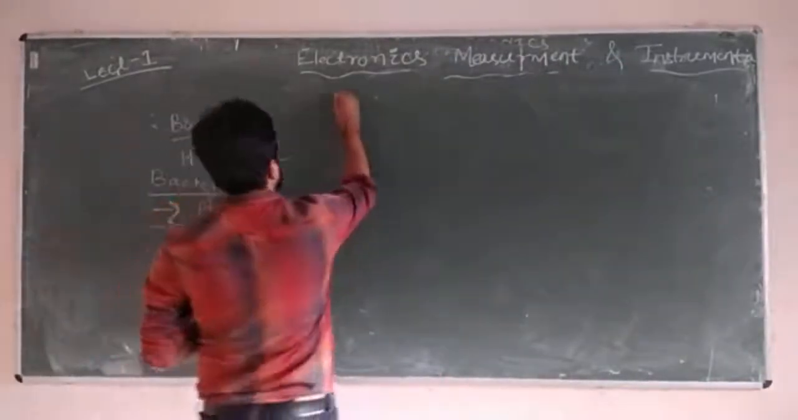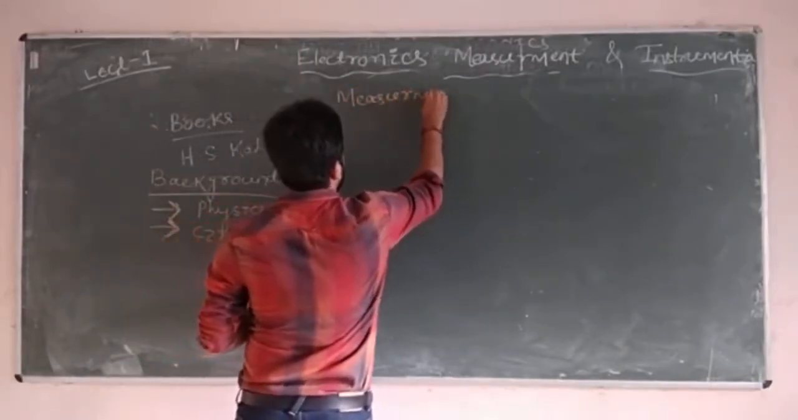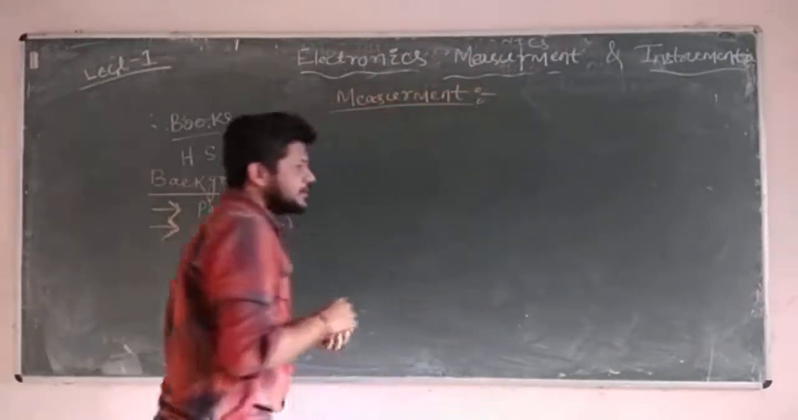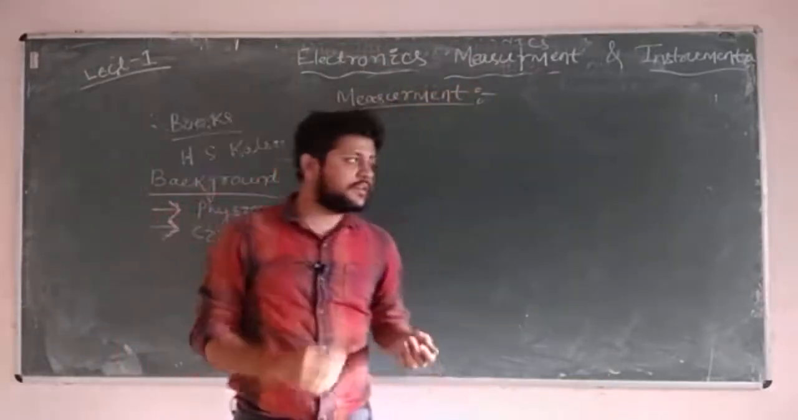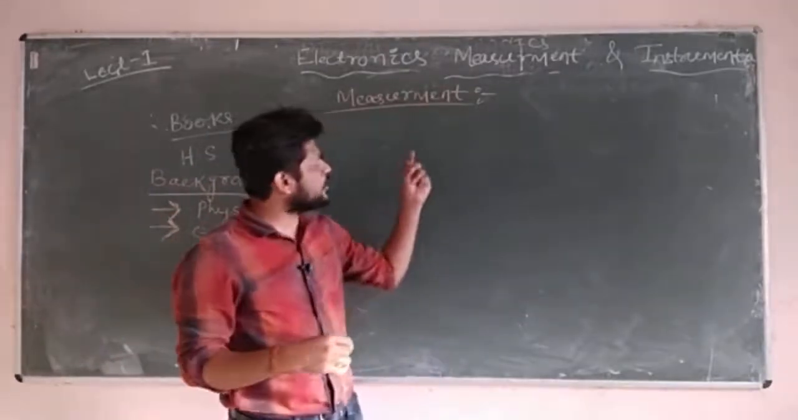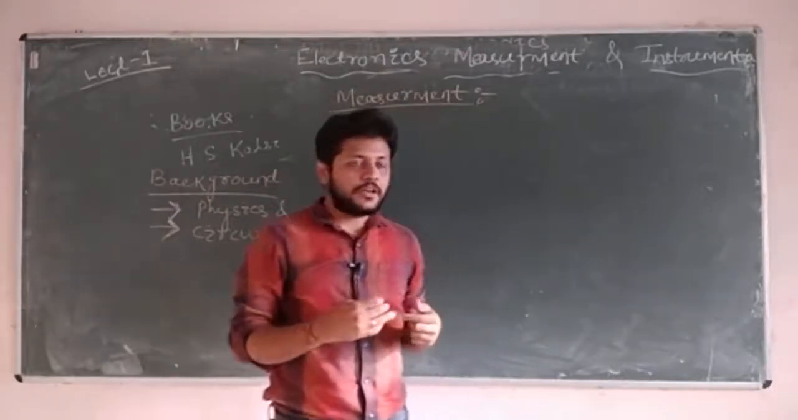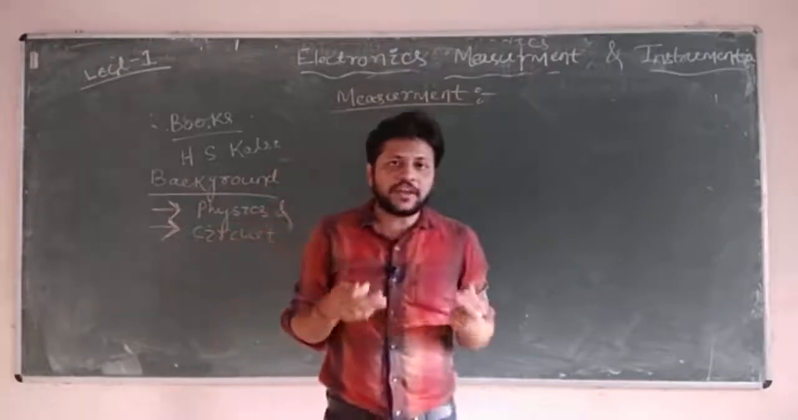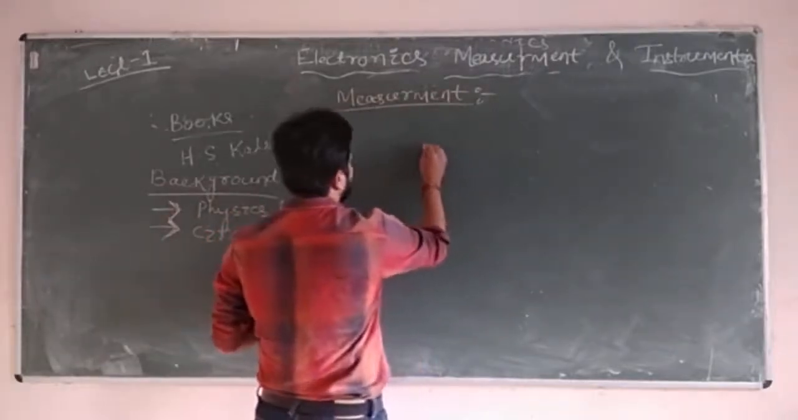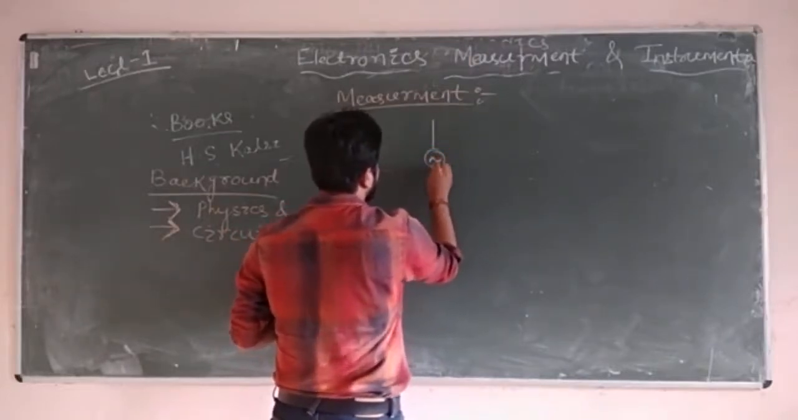So first, what do you mean by measurement? Measurement, with respect to our electrical or electronics instruments, is nothing but measuring your standard quantity, which we are comparing with the instrument's reading. That is, for example, you need to measure your current. This is a source.